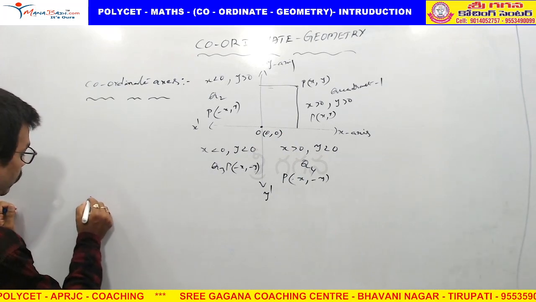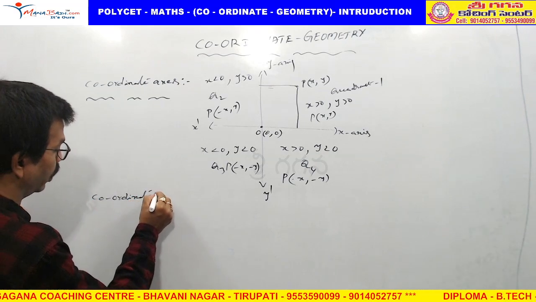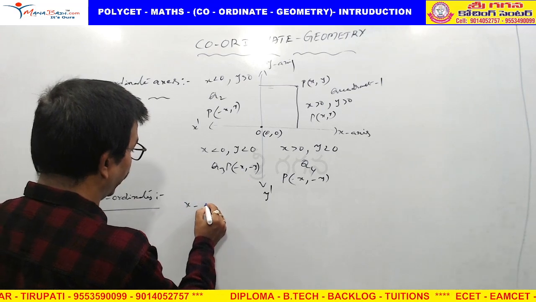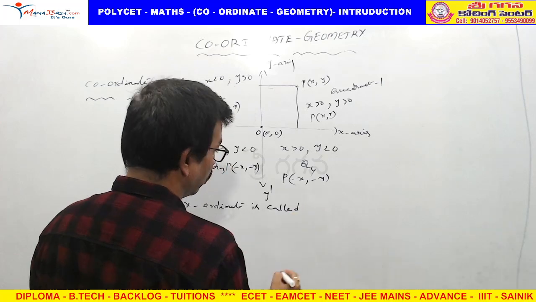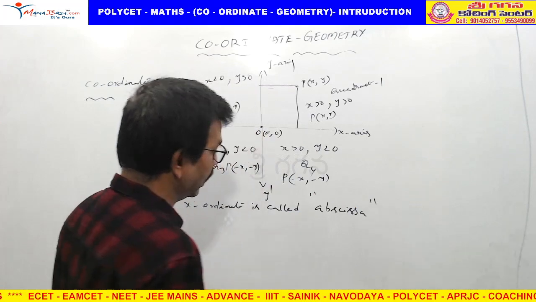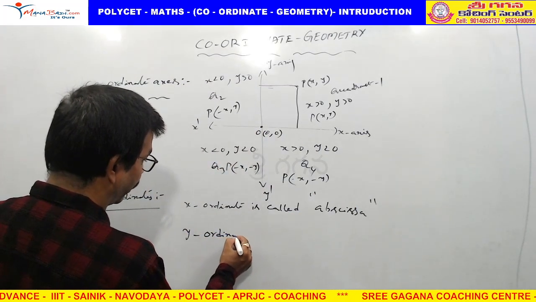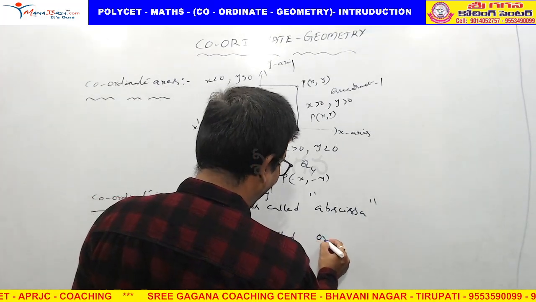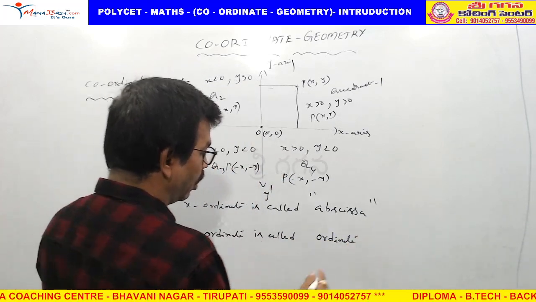Next, what are coordinates? Now we will discuss. The x coordinate is called the abscissa, abscissa. And the y coordinate is called the ordinate, only ordinate. So the x coordinate is the abscissa, and the y coordinate is the ordinate.